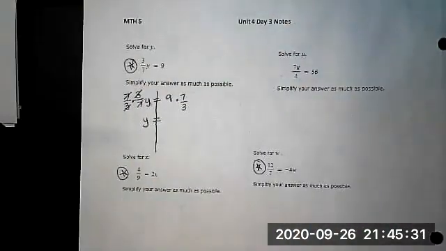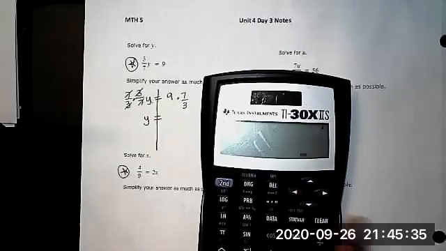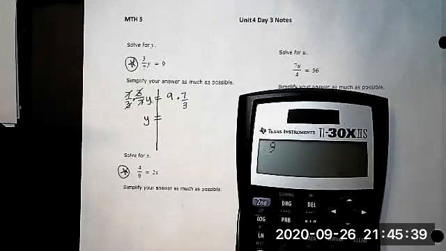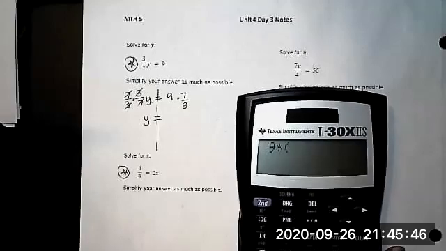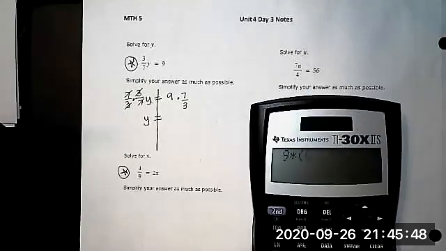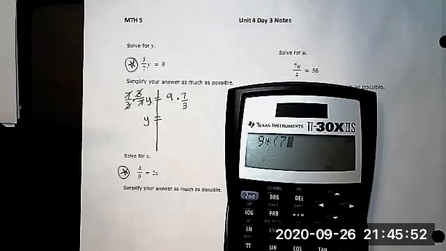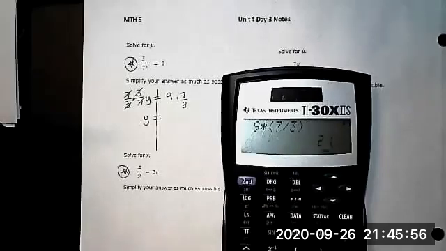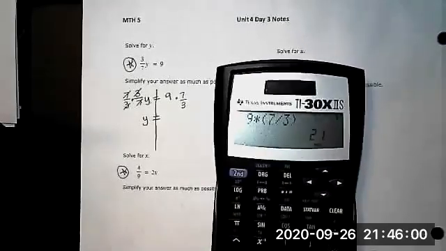But then we have that nasty situation on that side. So what I'm going to do is take 9 and multiply it by, there's multiple ways I can answer this, and it says simplify your answer as much as possible, so I can probably have a decimal. I'm going to have parentheses 7 divided by 3. I can do it this way and get my answer. 21, it's not even a decimal, yay!